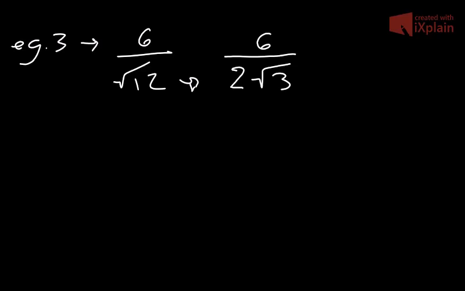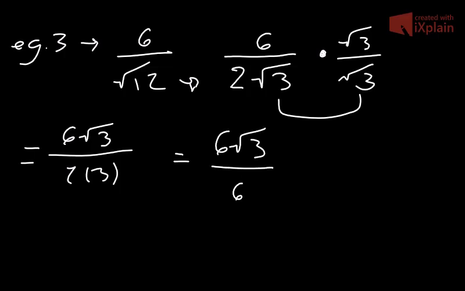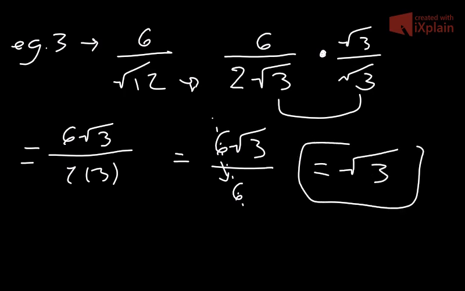And now we can rationalize. Root 3 over root 3. It gets us 6 root 3 over 2 times 3. Once again, multiply those, they cancel. So then we get 6 root 3 over 6. Divide these, they cancel out as just 1. And our final answer is just root 3. Nice. Okay, let's do one more example.